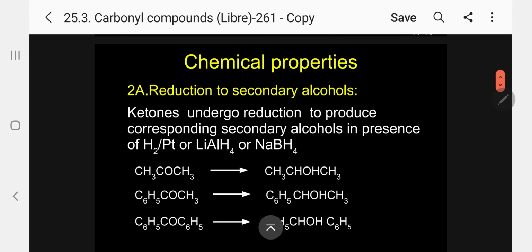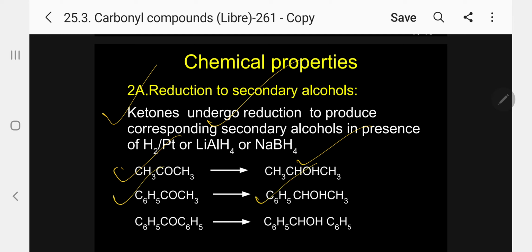So reduction to secondary alcohol. Kindly follow. We have already informed, either alcohol or the corresponding alkane. First we are discussing alcohol. So ketones undergo reduction to produce the corresponding secondary alcohol in presence of hydrogen platinum or lithium aluminum hydride or sodium borohydride, synthetic reagents. So let me take now acetone, which undergoes reduction to give 2-propanol, or isopropyl alcohol, common name.